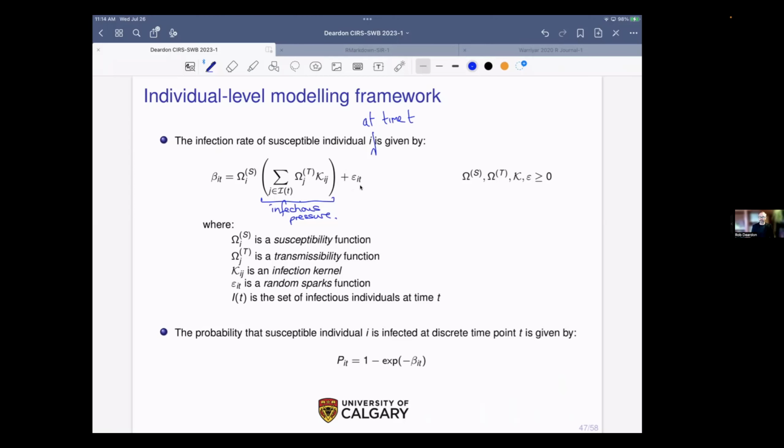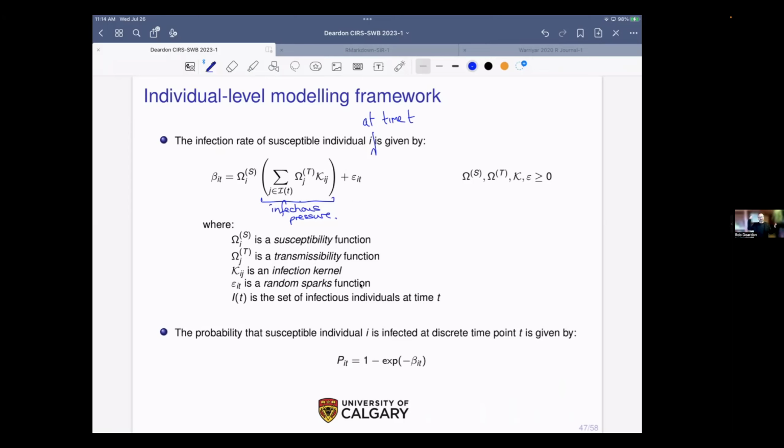And then what we also tend to do, I didn't talk about this before, is we add on a bit of random noise, right? So we have this epsilon function here. Here I've said that it has a subscript i, so it can vary between individuals, can depend on covariates, and it can change over time. Often we just make this a constant, right?